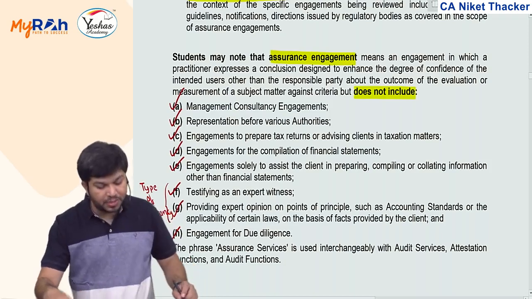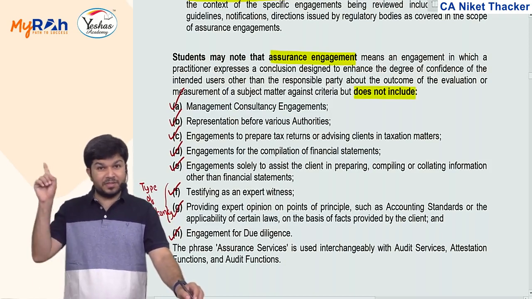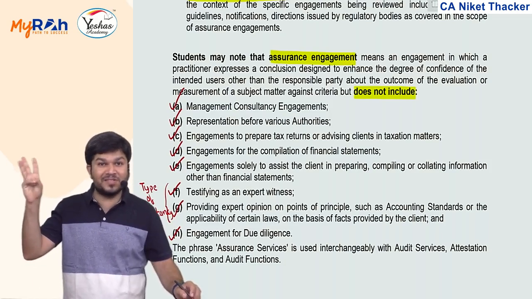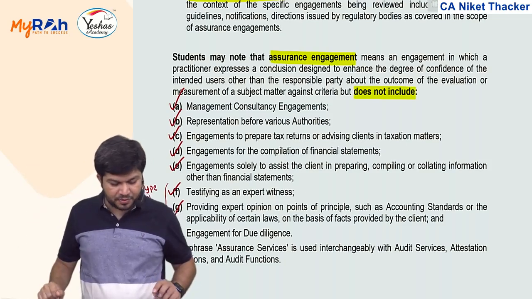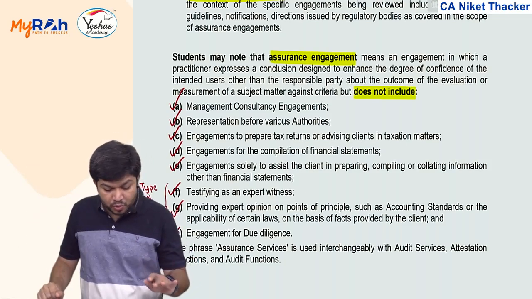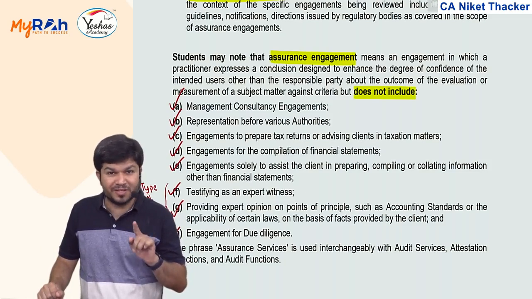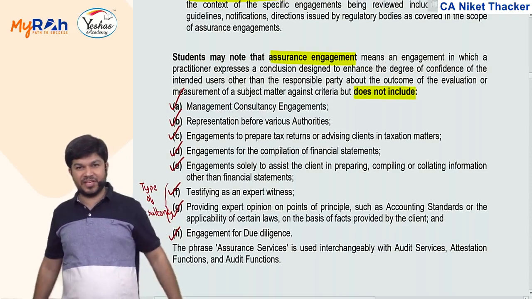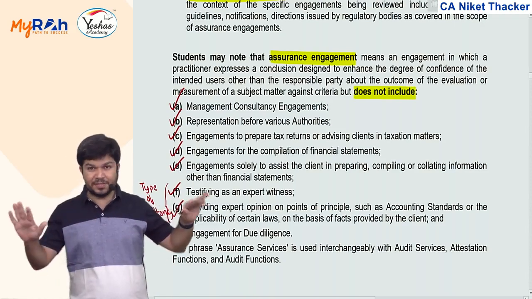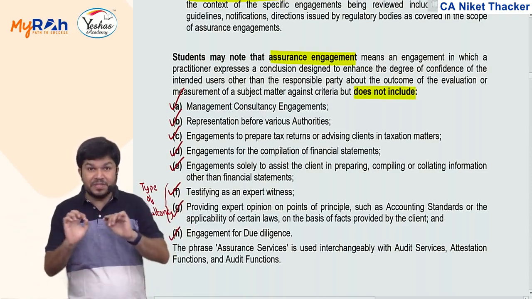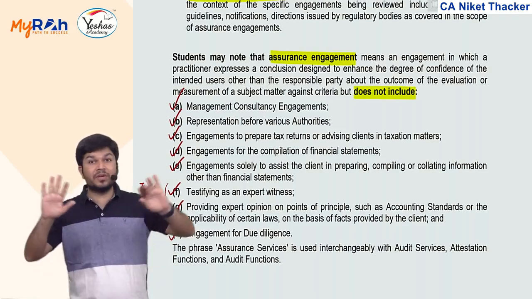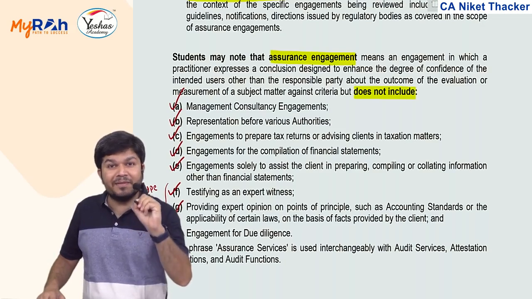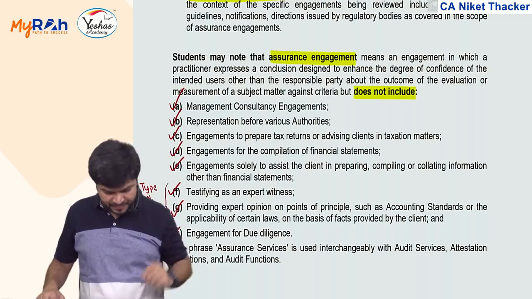Engagement to carry out due diligence. We have a chapter, due diligence, investigation, and forensic audit. The engagement of due diligence is not included in the word assurance engagement. Assurance engagement will include all types of your audits, all types of your certification. It will include your review also, where you are giving some level of assurance.